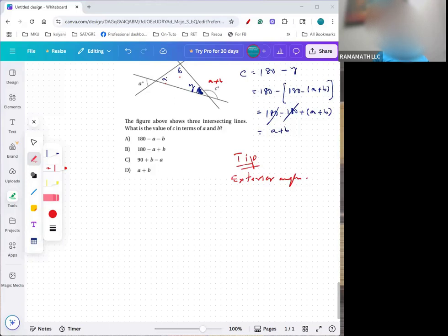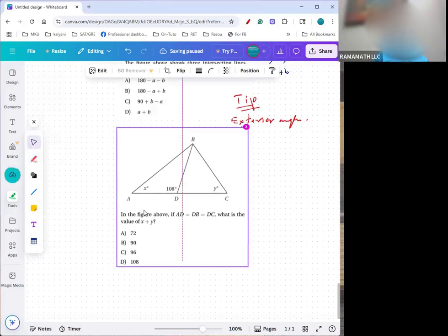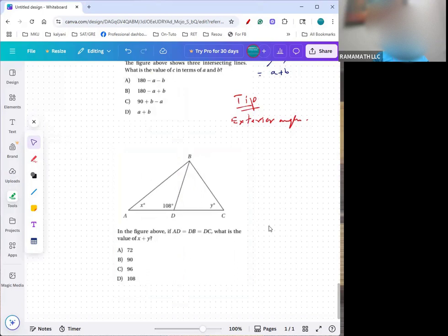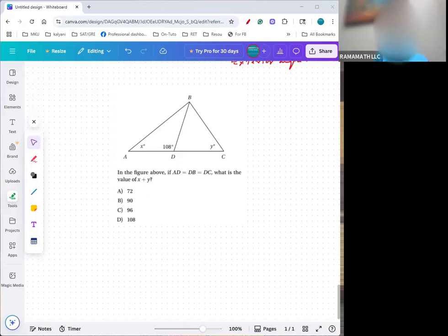Okay, so the next one is another important question for the test. I'll see how many of you guys can answer this one correctly. Let's see. Sriyan, go ahead and read this one for us. In the figure above, if AD equals DB equals DC, what is the value of X plus Y? Okay, give it a try, everyone. It's okay to struggle.